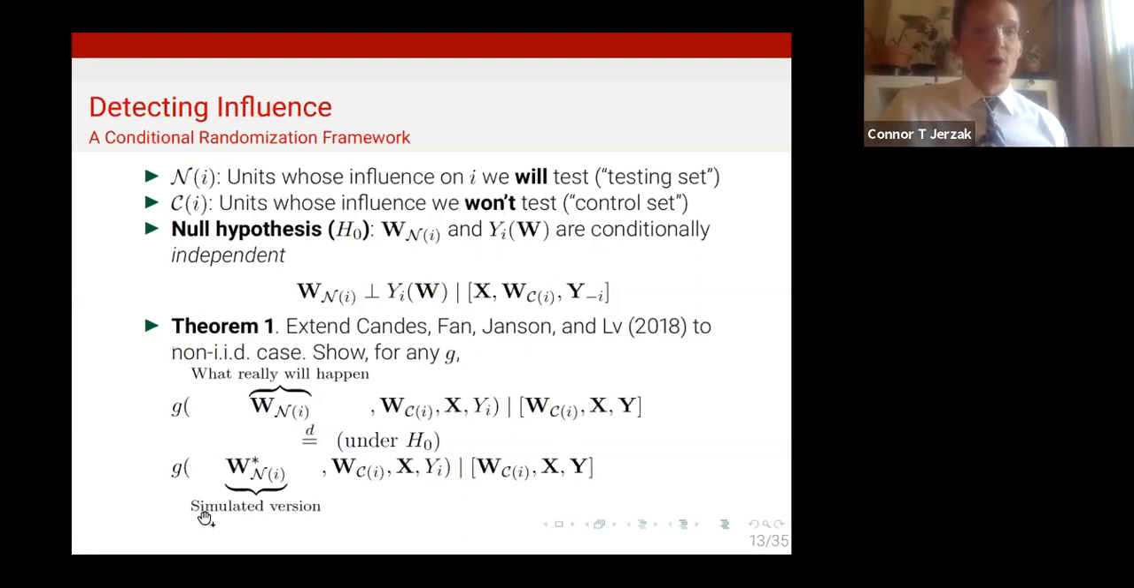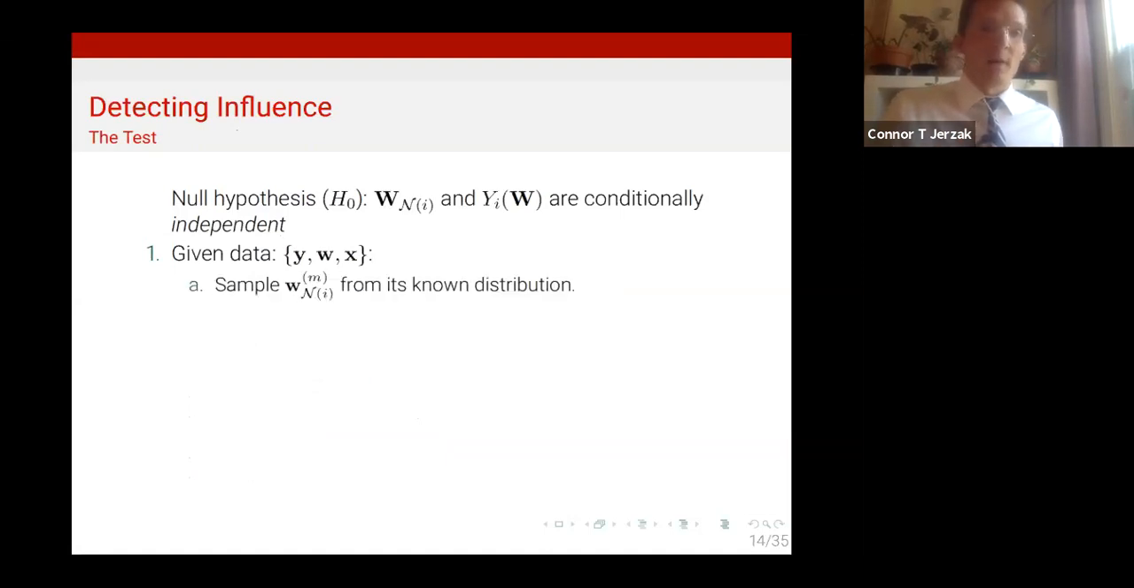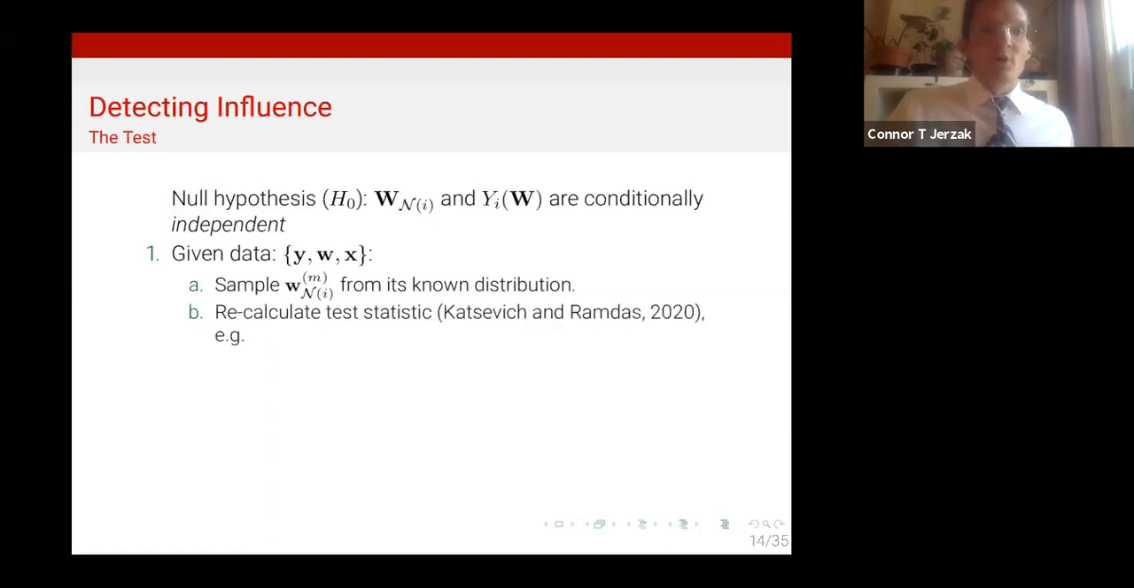So theorem 1 here motivates the following conditional randomization test. In this test, we'll be able to get exact p-values using theorem 1. Our null hypothesis is that what happens to people in the testing set and unit I are conditionally independent. And the test that we develop is the following: given the data that we have observed from the experiment, we're going to sample the treatment vector for everyone in the testing set from its known distribution, and then we're going to recalculate a test statistic.